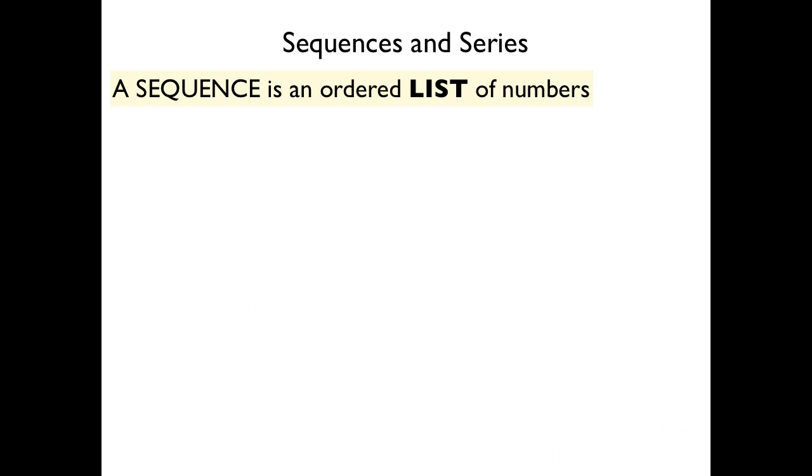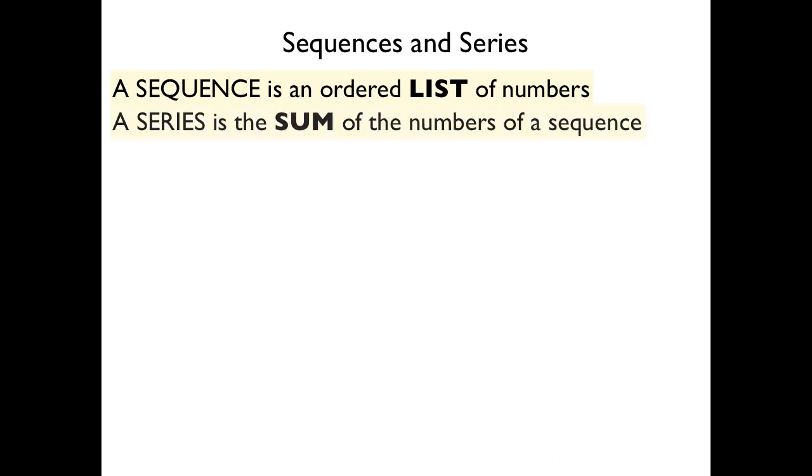So we said a sequence is a list. And the series is the sum of those numbers of the list. Burn it in your mind, right? So when things get hard, never lose sight of this. Sequence is the list. The series is taking those numbers of the list and adding them all up.